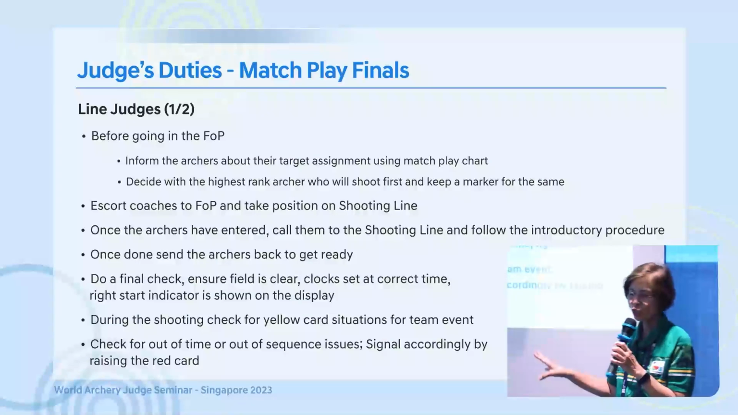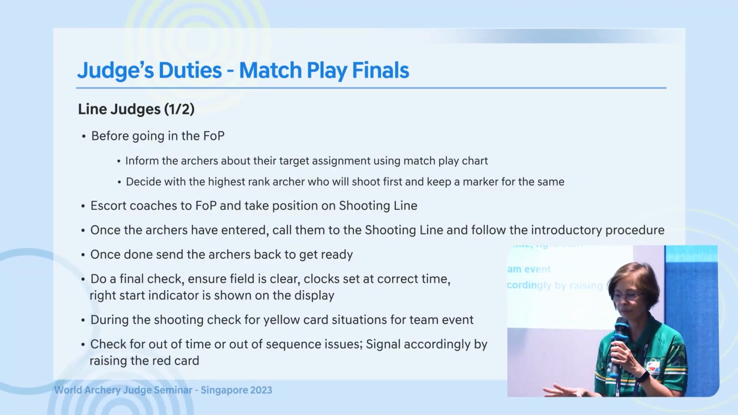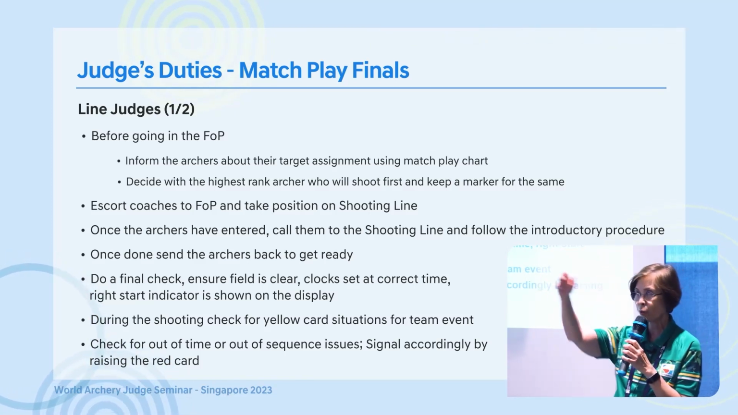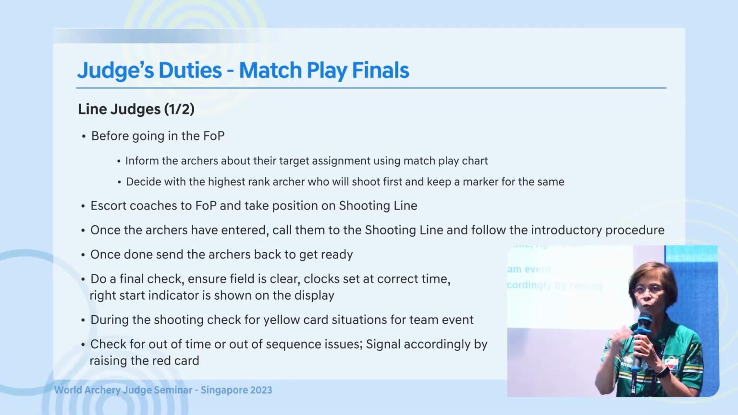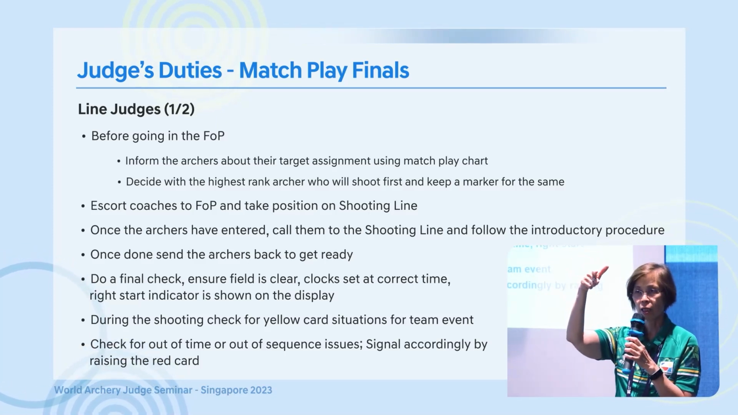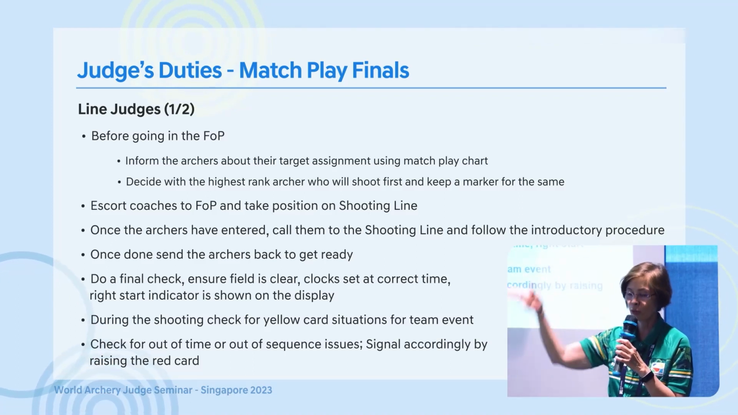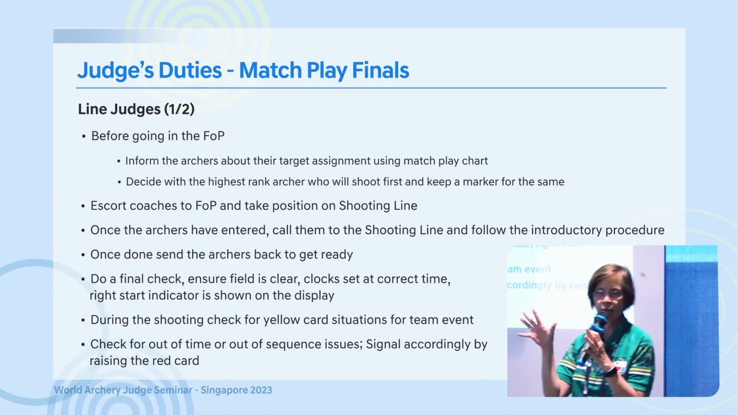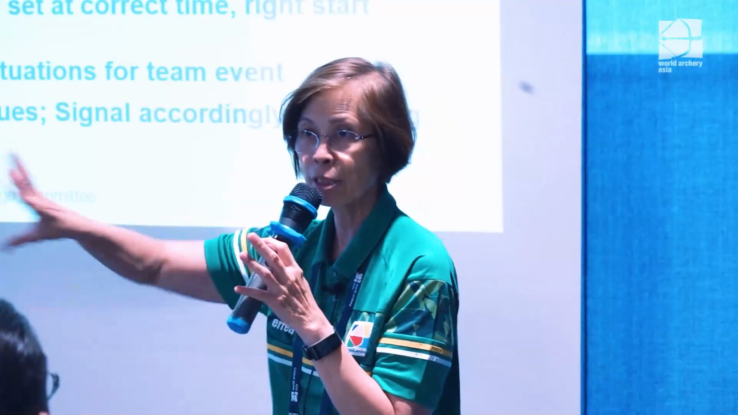Okay? So as a line judge, before going to the field of play, you inform them about their target assignment. This is probably in the holding area. And you ask, which one is shooting first? Who do you ask? The one ranking higher. Ranking higher where? In the qualification round. So this is what normally happens with the line judge and what happens on the line.